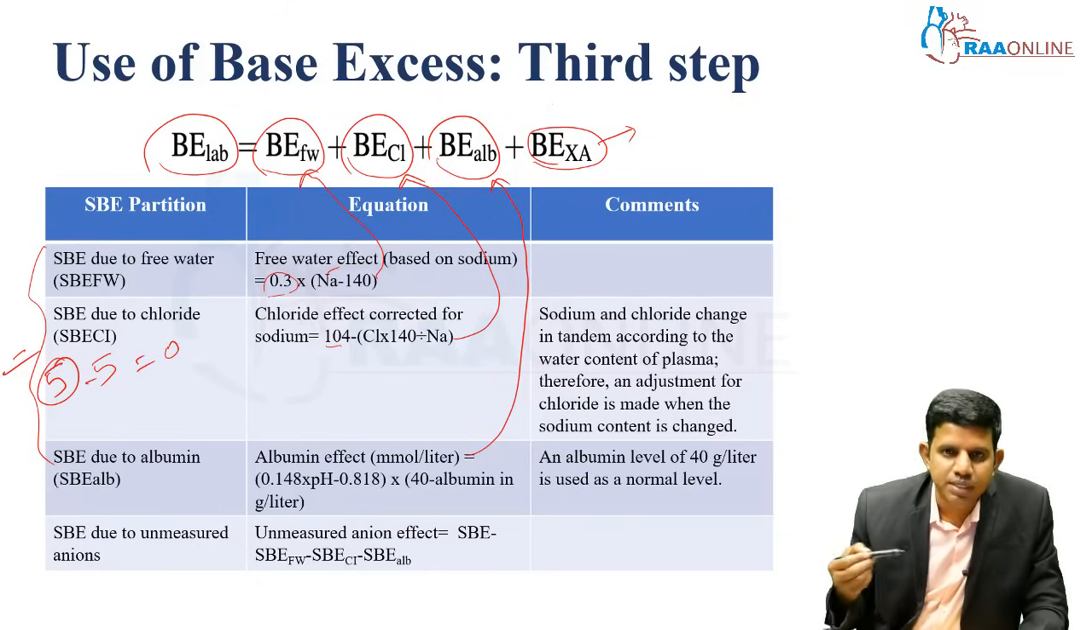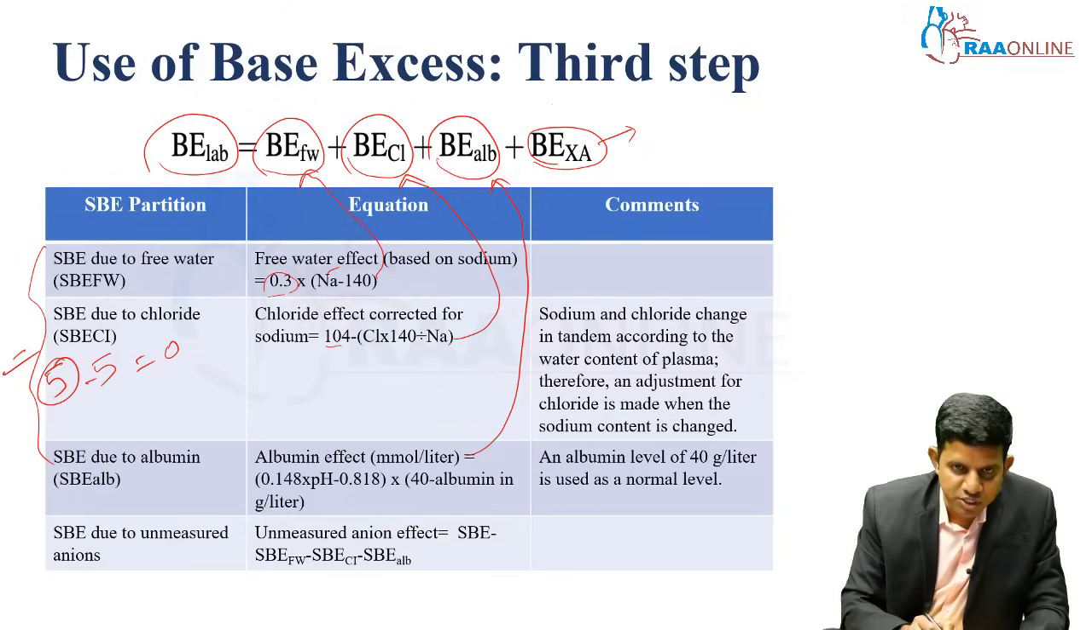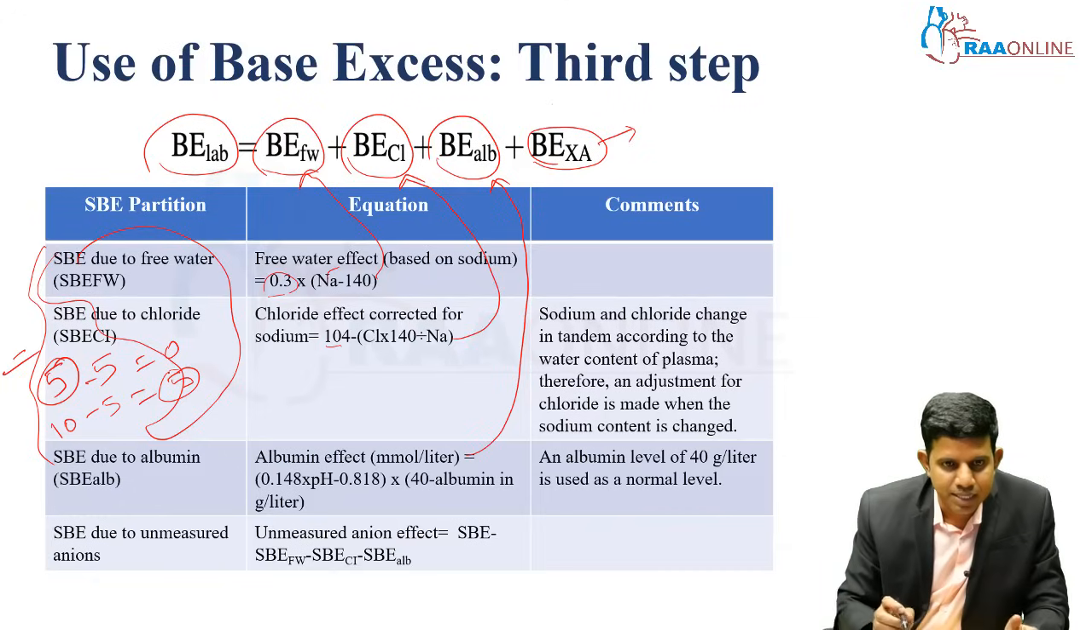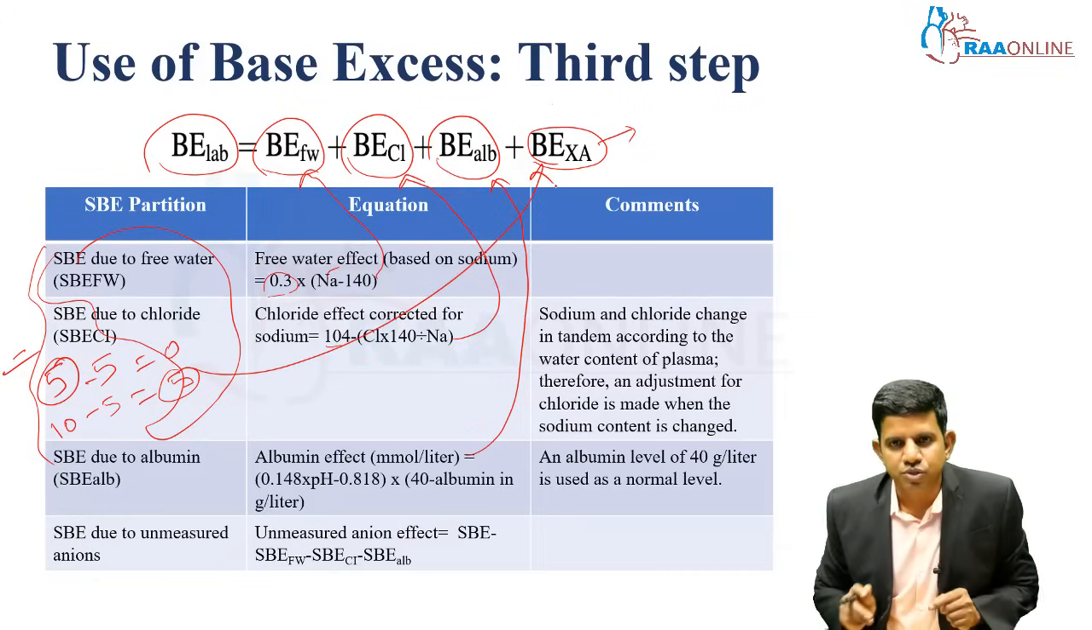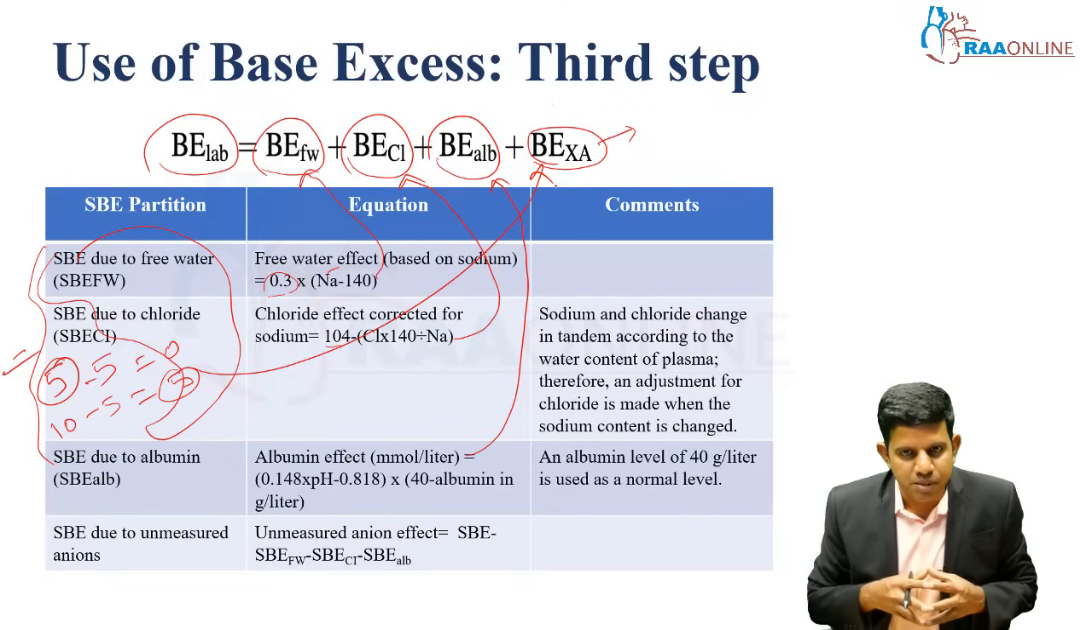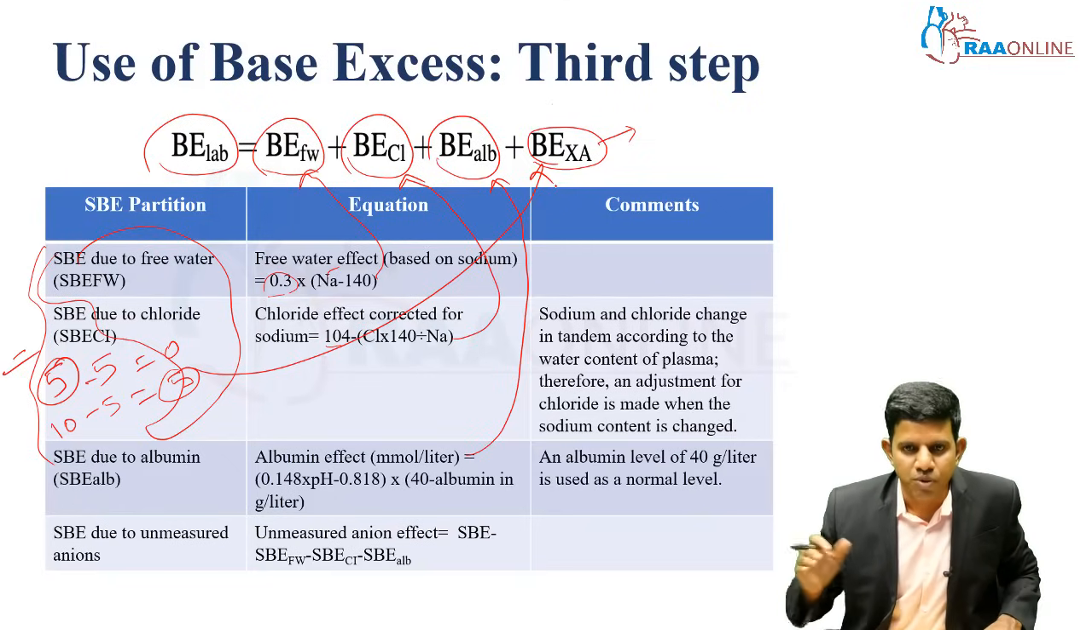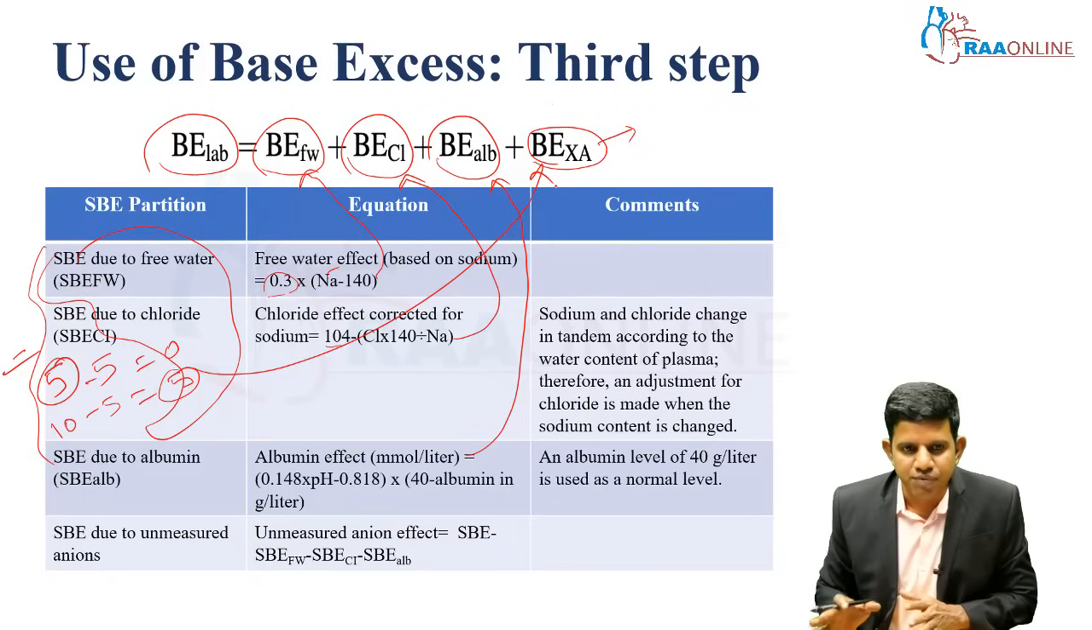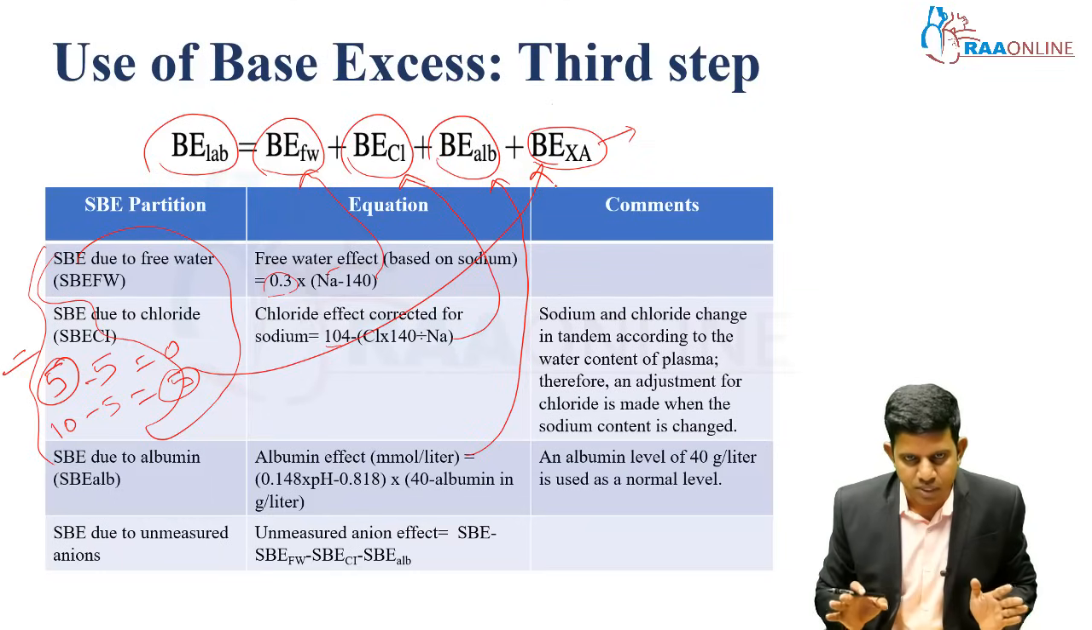On the other hand, if my base excess measured from the ABG was 10, and what I calculated here is only 5, then there is an extra 5 of base excess, which is contributed by the unmeasured anions. So it may be a metabolic acidosis related to high anion gap metabolic acidosis. From that, we can differentiate between high anion gap and normal anion gap metabolic acidosis.